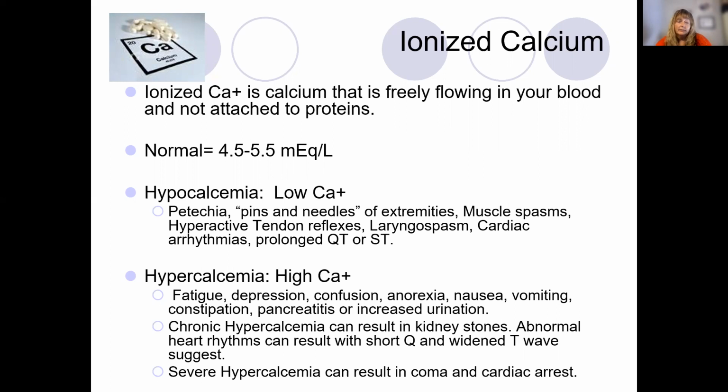Hypercalcemia, or too much calcium, patient might have fatigue, depression, confusion, anorexia, nausea, vomiting, constipation, pancreatitis, or increased urination. Chronic hypercalcemia can result in kidney stones and abnormal heart rhythms, which can result in short Q and widened T waves. And severe hypercalcemia can result in coma and or cardiac arrest.